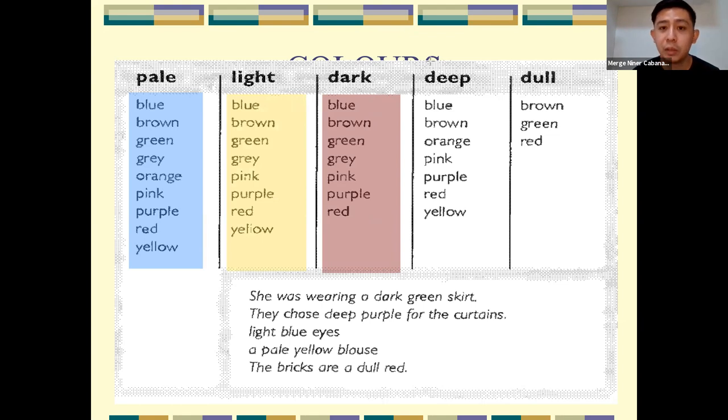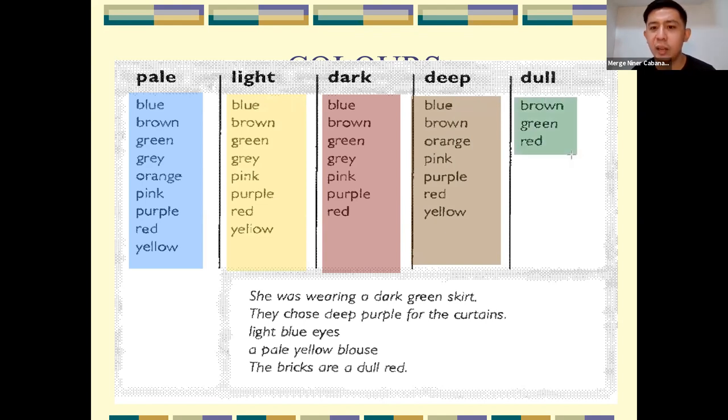What about deep? We use deep for purple, red, yellow, blue, brown, orange, and pink. And dull, for brown, green, and red. You don't say dull blue. You don't say dull yellow. You can't use the collocation for that. So here are just some examples.